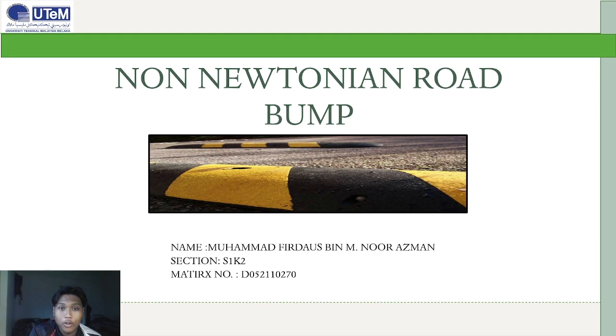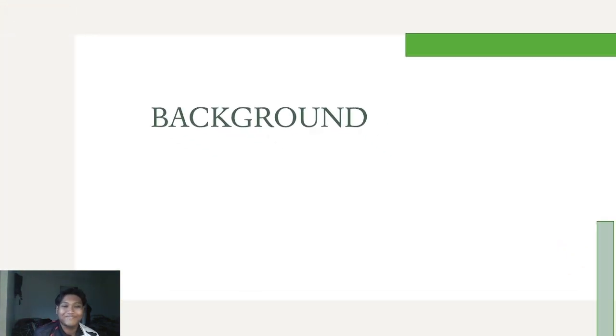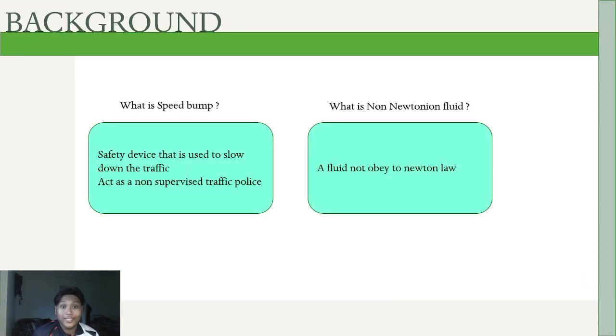Today I want to present about the non-Newtonian road bump. Let's go for the first section in this presentation, which is the background. What is a speed bump? A speed bump is a safety device that is used to slow down traffic, acting as a non-supervised police traffic.